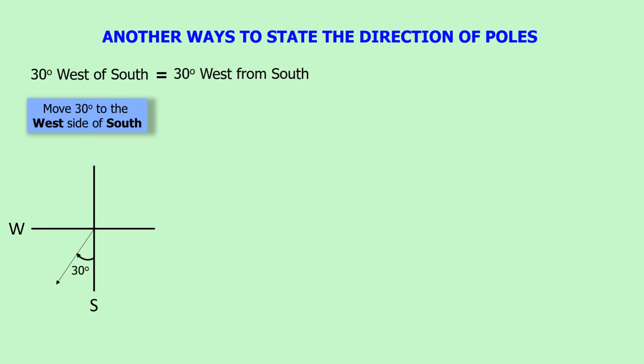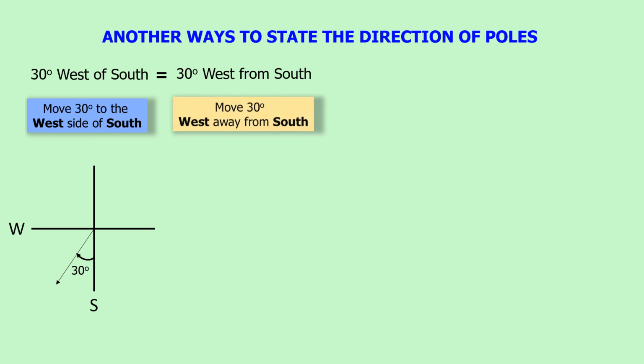There are other ways to state the direction of the poles. If the direction is given in a sentence, for example, written as 30 degrees west of south, it means we have to move 30 degrees to the west side of south. This is the same if we write 30 degrees west from south, which will result in the same direction of vector.